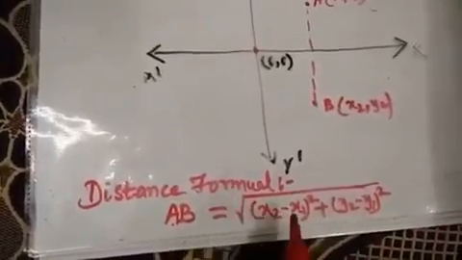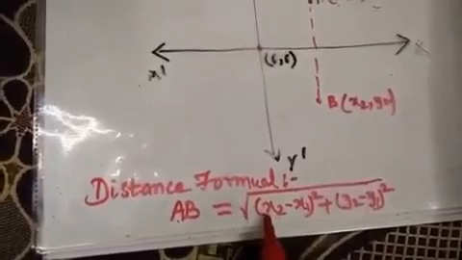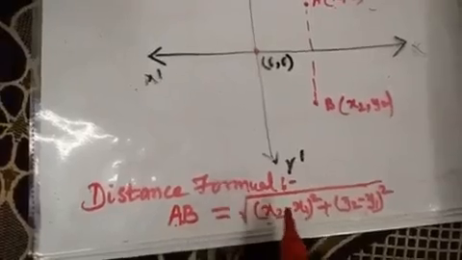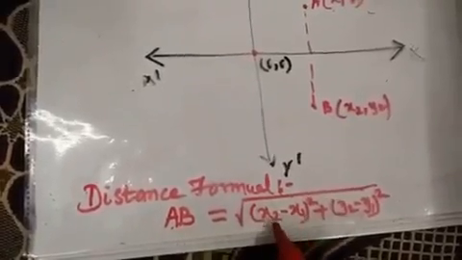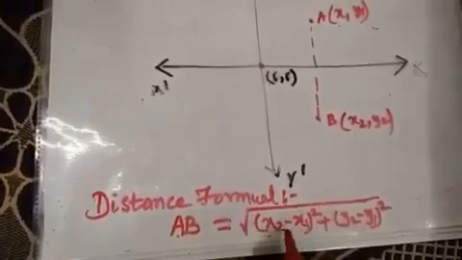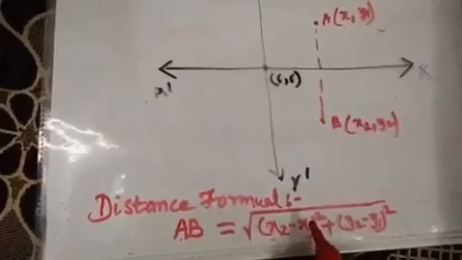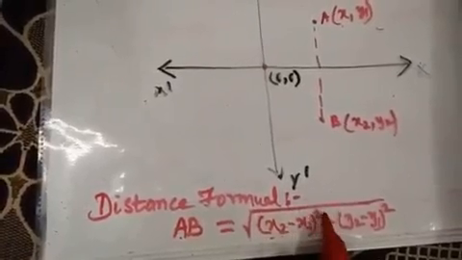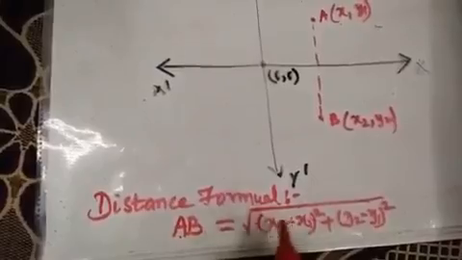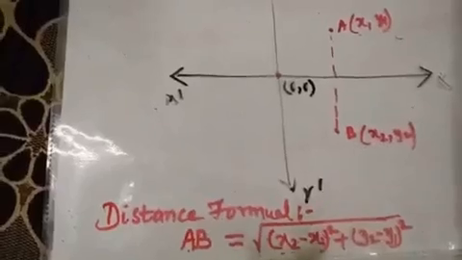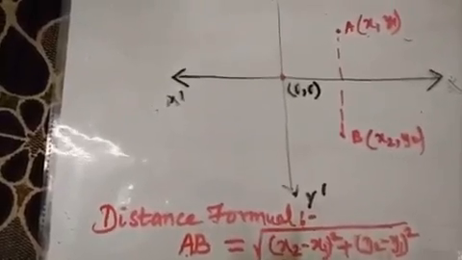But don't get confused. Even if you write x1 first and x2 afterwards, not to worry, your answer will remain the same. Now you might have a question how it will be the same. For example, 3 minus 2 is 1. 2 minus 3 is minus 1. But due to this power 2, everything will get nullified. All the mistakes will get cleared due to this square. So not to worry, but it is always a good idea to remember what is given in the reader.